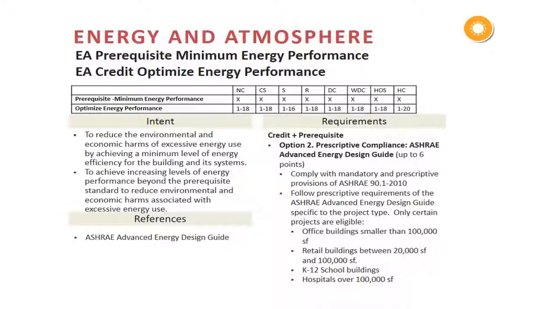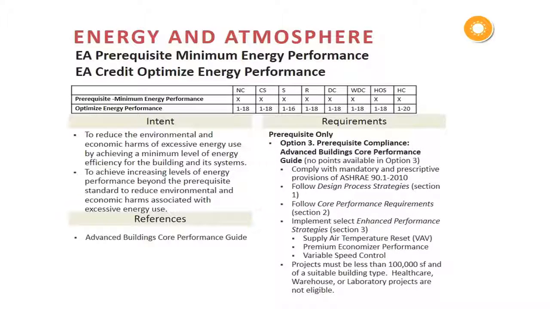So office buildings smaller than 100,000 square feet, retail buildings that are bigger than 20,000 but also less than 100,000, K-12 school buildings, or larger hospitals. And now finally option 3, and this meets just the prerequisite. So to put that in another way, this satisfies the minimum energy performance requirements, but is awarded no points for projects attempting this credit prerequisite pairing through option 3 here.